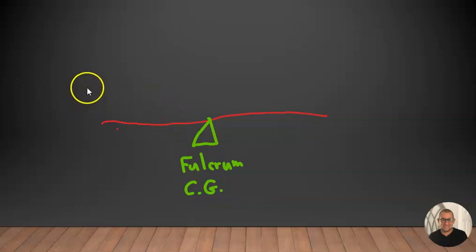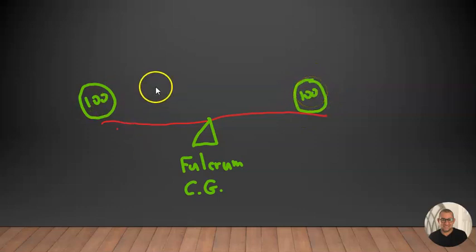Let's say we have a 100-pound ball on the left and a 100-pound ball equal distance from the CG on the right. We get this balance condition: same weight on the left as on the right. So that's very simple, nice and balanced, equal weight on both sides. But that's not typically what you're going to get in an aircraft.